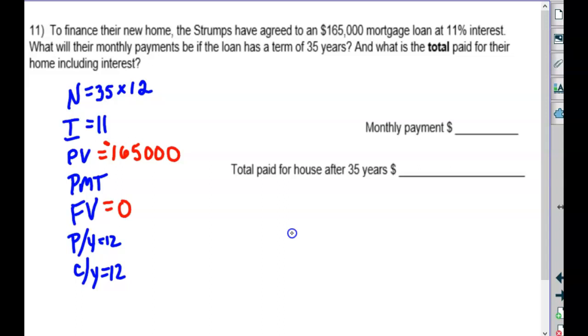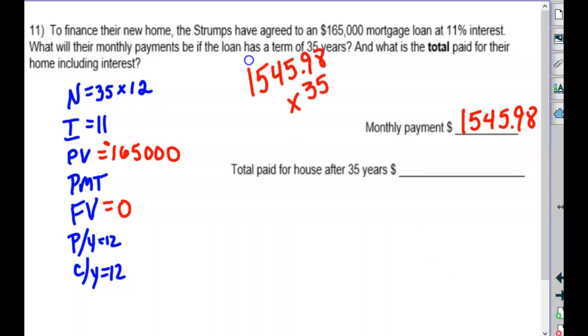Oh, what's their payment, guys? Ouch. 1545.98. And how many years do they have to make that payment for? 1545.98 times 35 years of monthly payments. Ouch. Yeah. All we can hope for them. The person who loaned them this money is making a good profit.